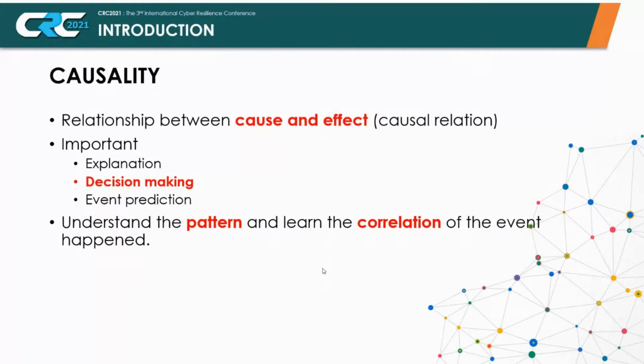I would like to introduce what is causality. Causality is the relation between cause and effect, also known as causal relation. It is very important as it can help in explanation, decision making, and also event prediction. So how can causality help us in this importance? It allows us to understand the pattern and learn the correlation of the events that happen.